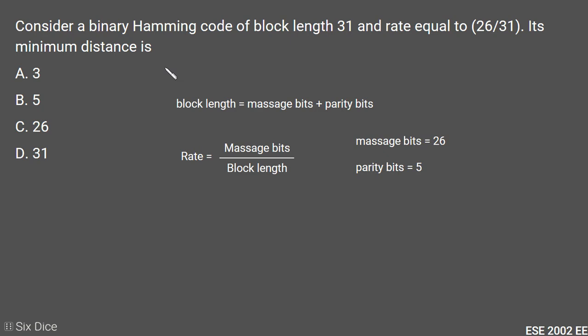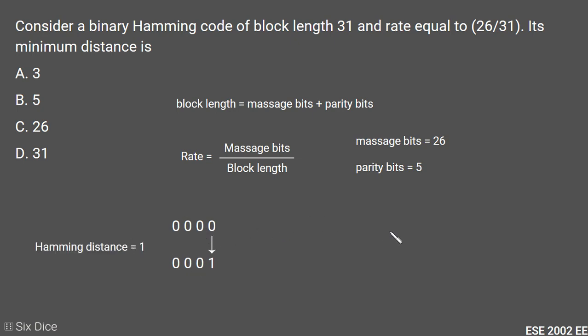Now let's understand what Hamming distance is. They are asking for minimum distance, so we need to understand what Hamming distance is. Let's say we have two codes, 0000 and 0001. From code 1 to code 2 we have only a single bit change, 0 to 1. The Hamming distance between these two codes is 1.